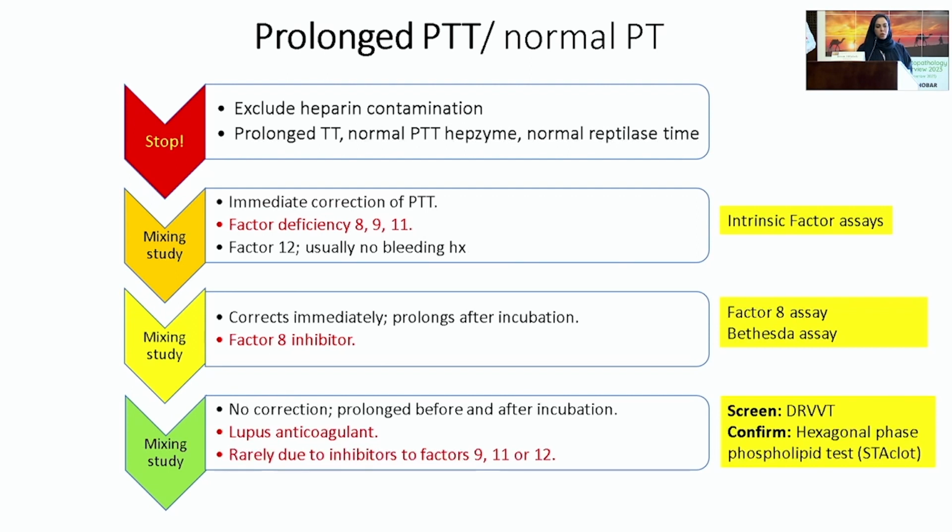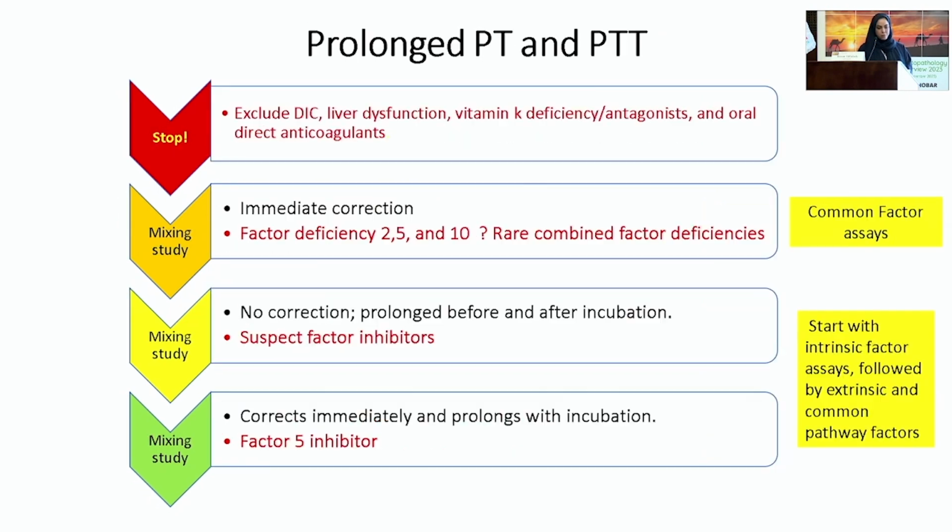If there is immediate correction, think about intrinsic factor deficiencies: factor 8, 9, and 11. If there is no bleeding, it's usually factor 12. If it corrects immediately and prolongs after incubation, think about factor 8 inhibitor, which you can confirm with the Bethesda assay. Mixing studies with no correction, and prolonged both before and after incubation, think about lupus anticoagulant. There are rarely inhibitors to other factors, 9, 11, and 12. Screening for lupus is by DRVVT, and confirmation is by the hexagonal phase.